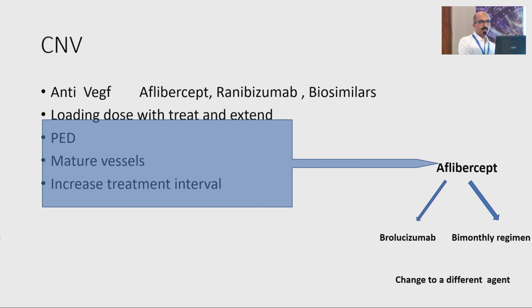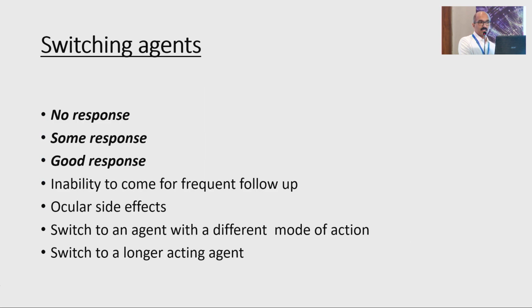In CNV, loading dose with treat and extend is my regimen. But if there is a large PED, if there are mature vessels seen sub-RPE, if the CNVM complex consists of mature vessels, and if the patient needs an increased time interval between injections, I would think of aflibercept. If it's not working well, recently I've even started using bi-monthly aflibercept to see whether it is working. Brolucizumab is also a given option at this point.